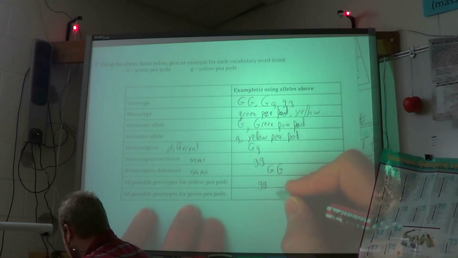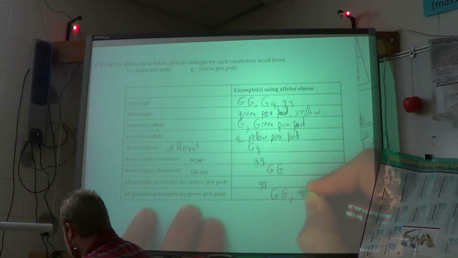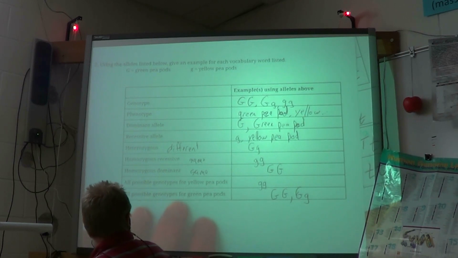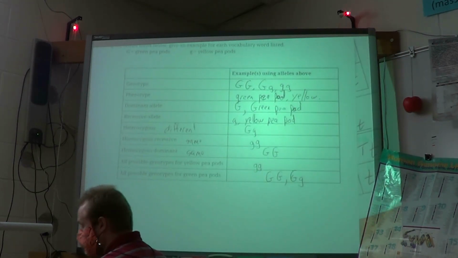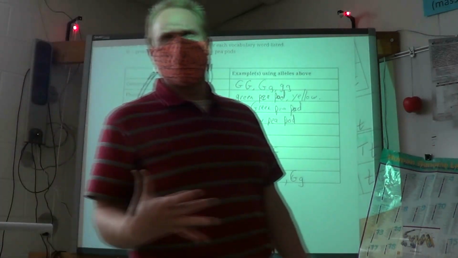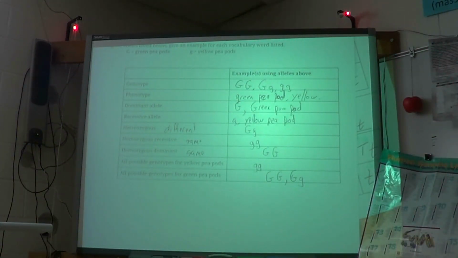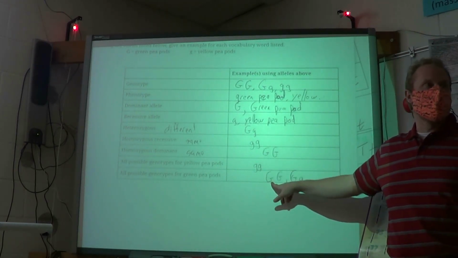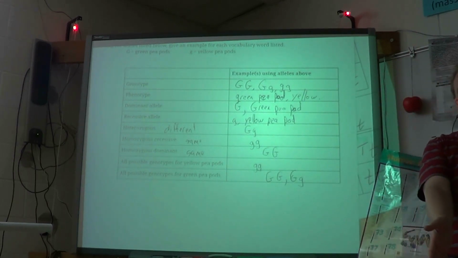If it was green, then it'd be big G, big G, or big G, little g. Both of those will give us a green pea plant. If I'm a pea farmer and I look at my peas and they are green, do I know whether it's big G, big G or big G, little g just by looking at it? No, I don't. If it's green, it's one of these two. I don't necessarily know just by looking at that one pea plant what it is.